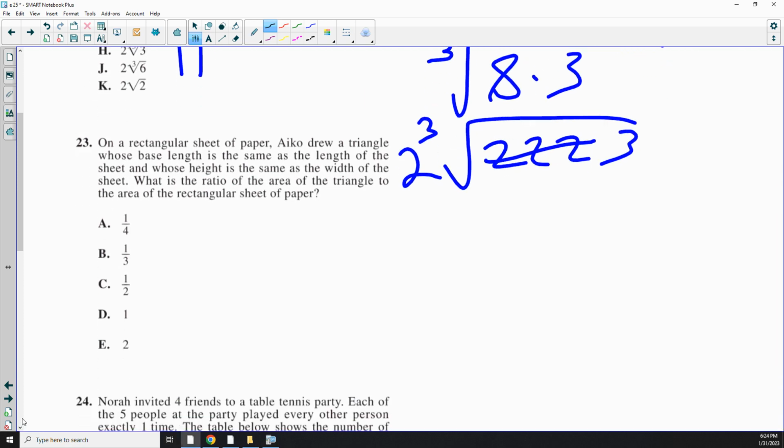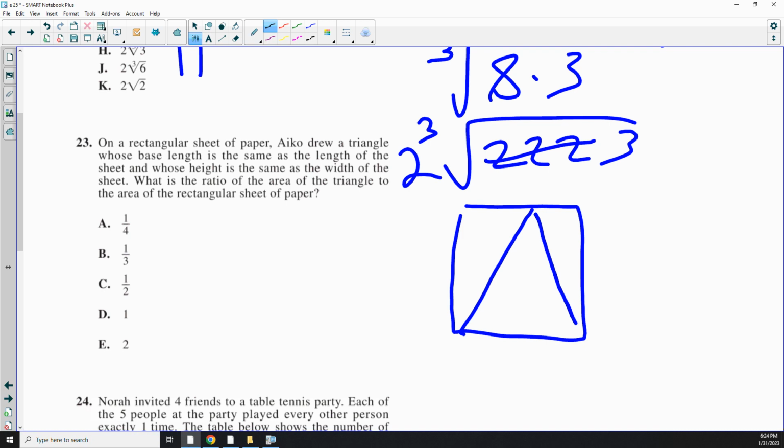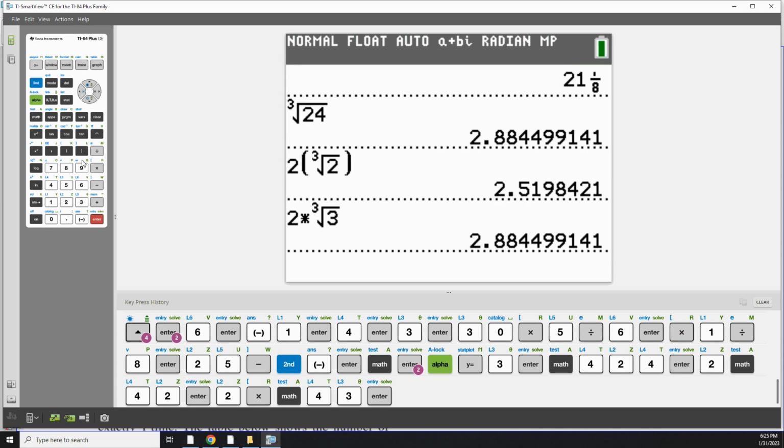Let's see, on a rectangular sheet of paper, we drew a triangle whose base is the same as the length. So basically that triangle is going to look like this with the same base. So if you want, you could make up 2 numbers and just say the rectangle's 10 by 8. So the rectangle's area would be 80, and the triangle would have the same exact length and width. So you could do area of a triangle with 10 and 8.